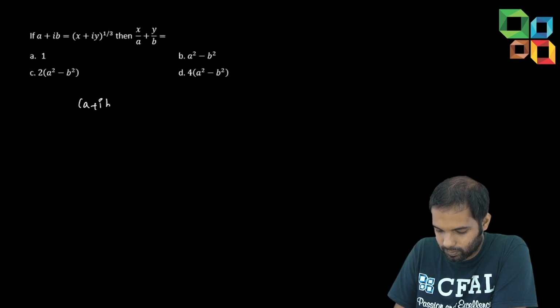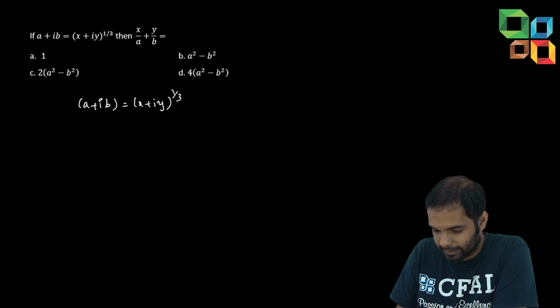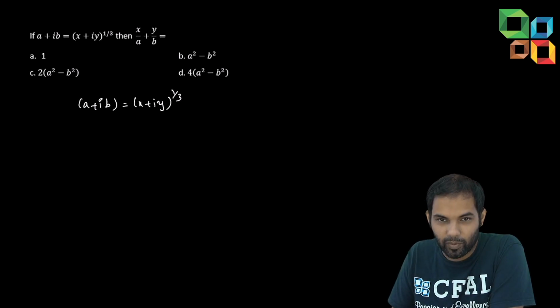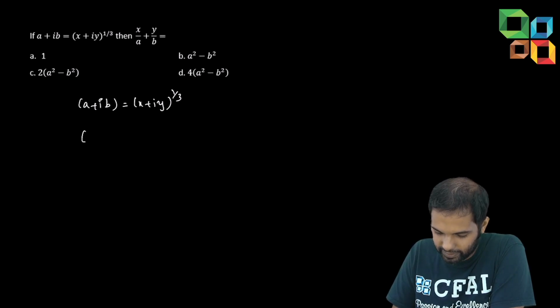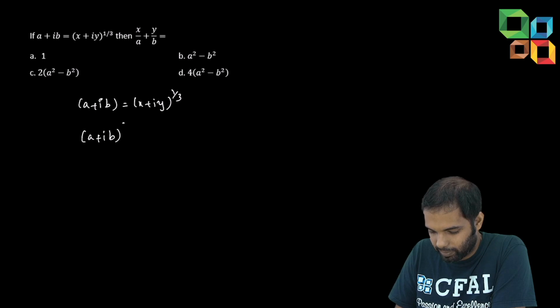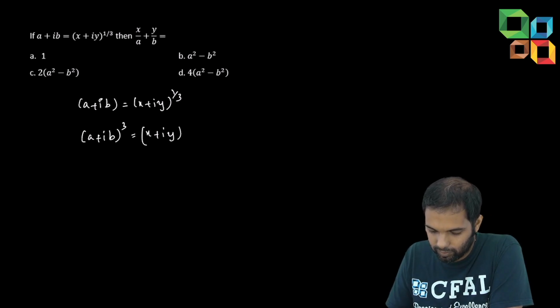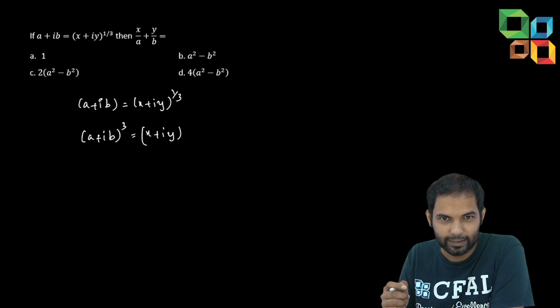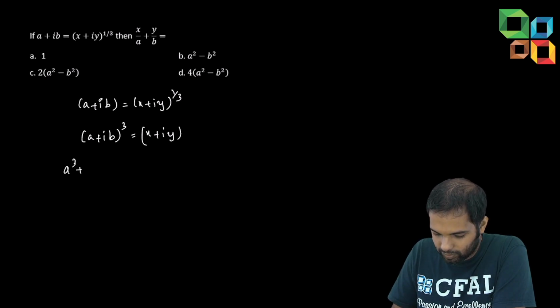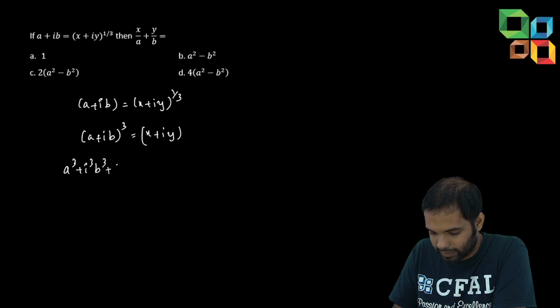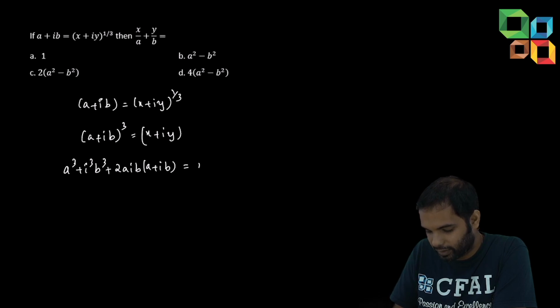a plus ib is equal to (x plus iy) whole power 1 by 3. Right. This information is given. We have to find what x by a and y by b are. Because it's complex numbers, let's use the property and try to simplify it. We know that the real part should be equal to the real part and the imaginary part should be equal to the imaginary part. But we should be able to simplify before that. That's all. So because it is a cube root, we'll take the cube on both sides. Got this? So it's a cube now plus i cube b cube plus 2aib into (a plus ib). It's easier to equate now.